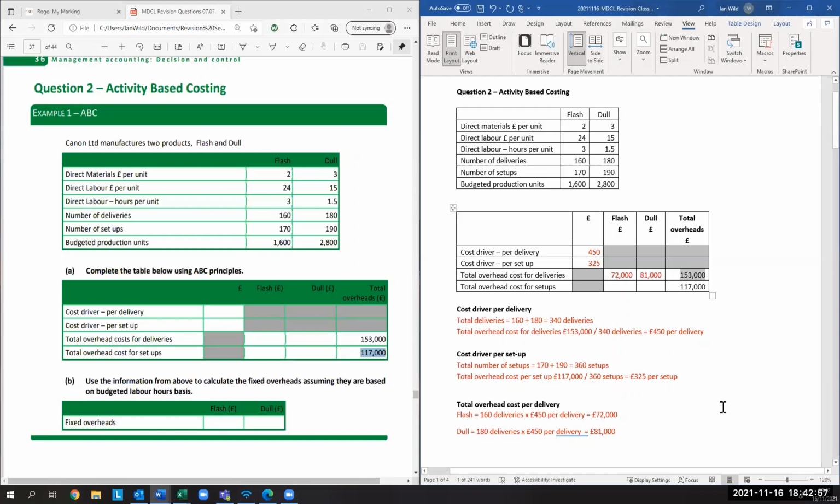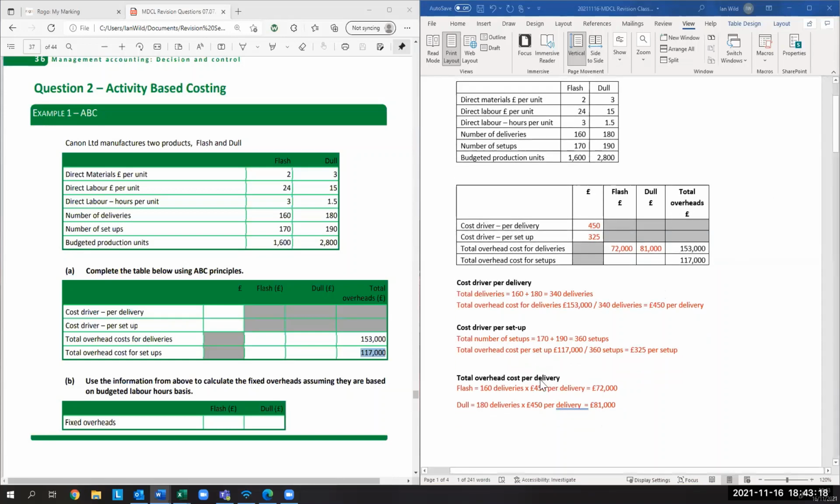By using that cost driver method, as Caroline said, it's very, very similar to level 3 allocation and apportionment. We are splitting them on a more fair basis. Then we need to do exactly the same for our total overhead costs per setup.